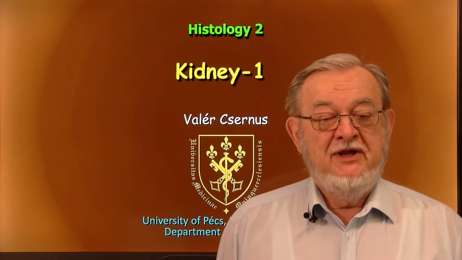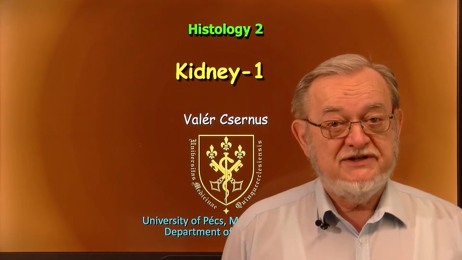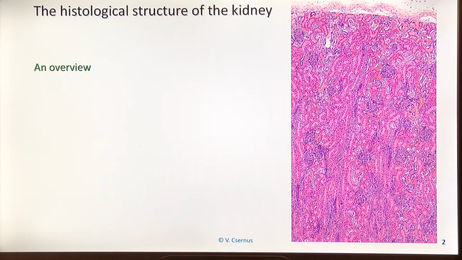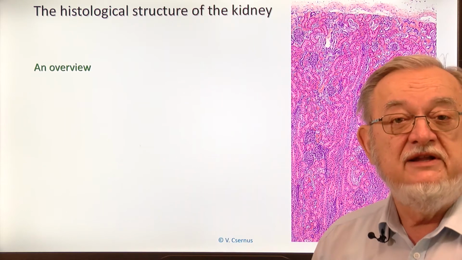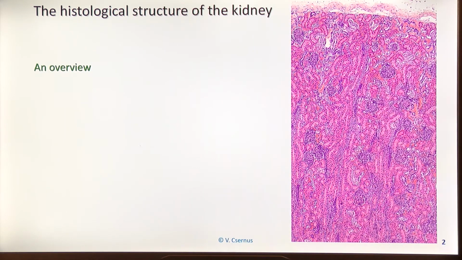Dear students, today I will talk about the histological structure of the kidney. If you have a first look at the hematoxylin stained slides of the kidney, it seems to be chaotic. You can see almost randomly distributed cells. Hopefully, by the end of this lecture, everything will be much more familiar to you.